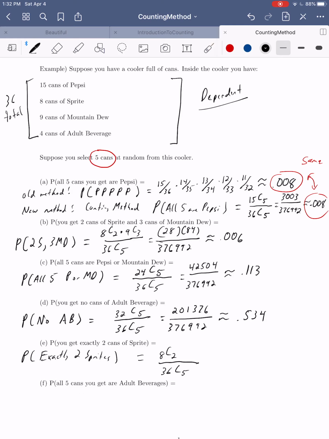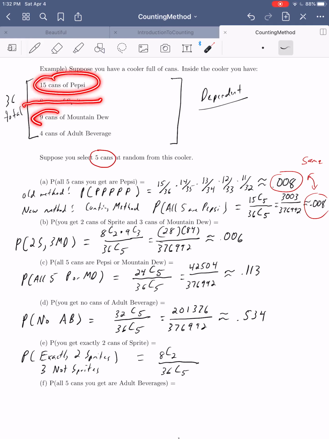So if you think about that, that also means we need 3 not Sprites. Because if we get any more Sprites in those other 3 cans, we won't have exactly 2 Sprites. So we also need to count up the ways we can get 3 not Sprites. So that means we need to avoid those and just go from Pepsi, Mountain Dew, and adult beverage. That's 15, 24, 28. So we're also going to have 28C3. Multiply those together, and if we do that, we get 8C2, which I believe we calculated already.